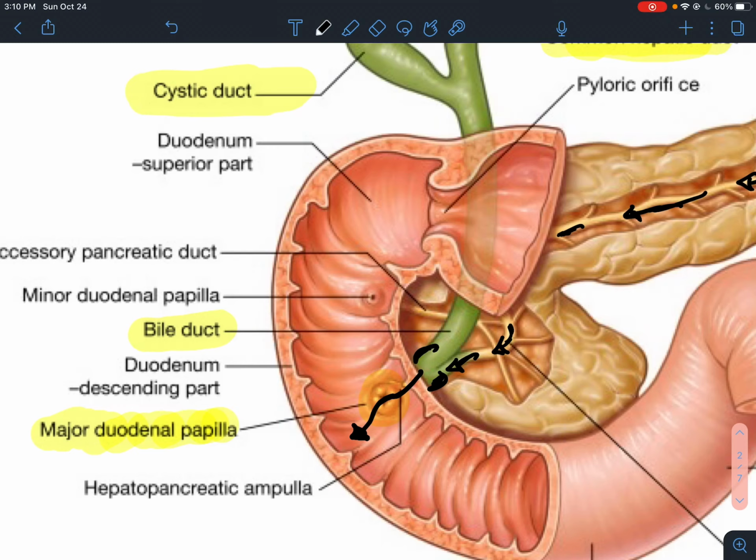Now remember that the duodenum is the first part of the small intestine, which means it is receiving the chyme. That's what we call it. The digested material from the stomach is called chyme. It's receiving the chyme from the stomach that's coming down into the duodenum.